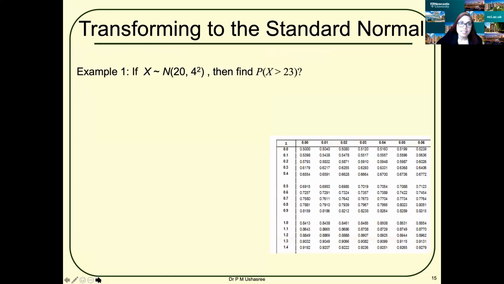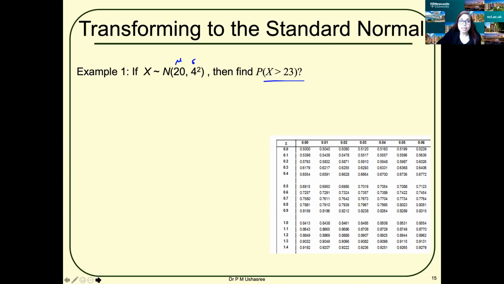Okay. Now let's see another good example. So we're going to see two different examples where you're going to find the probability when one of the values is given. So using the transformation formula, that is transforming X to the standard normal distribution, okay? If X is a random variable from the population and follows the normal distribution with a mean mu equal to 20 and sigma equal to 4, find the probability of X greater than 23.